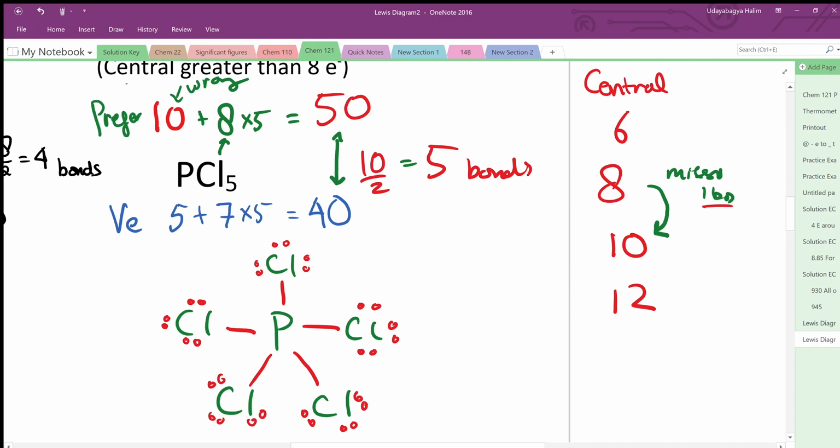On the expanded octet, there is a bit of a guessing game, and sometimes you can make your guess a little bit better. For example, if I see that I have 5 chlorine attached to the center, then I need at least 10 electrons in the center. So you can make that kind of educated guess as well. Sometimes it's going to be correct, sometimes it's going to be wrong.